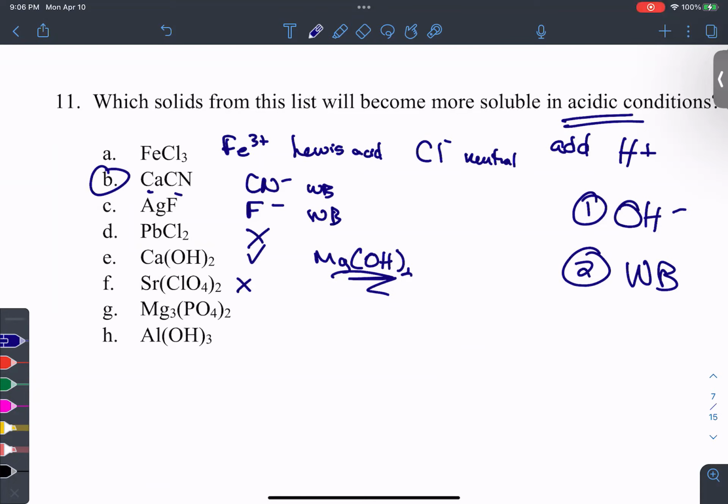Magnesium phosphate. Yes, that one will become more soluble in acidic conditions. My cat has struvite bladder crystals. That's what struvite is made out of, magnesium phosphate.